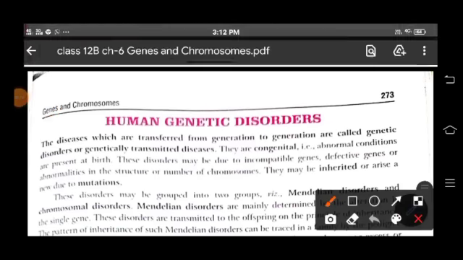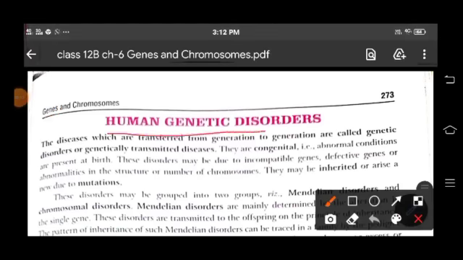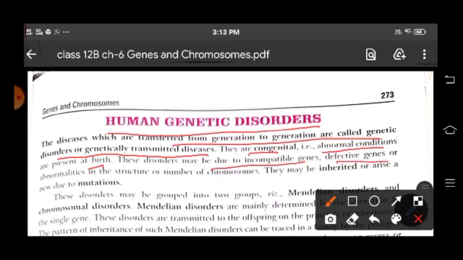Now, human genetic disorders. The diseases which are transferred from generation to generation are called genetic disorders or genetically transmitted diseases. They are congenital, meaning abnormal conditions are present at birth. These disorders may be due to incompatible genes, defective genes or abnormalities in the structure or number of chromosomes. They may be inherited or they may arise due to mutations.